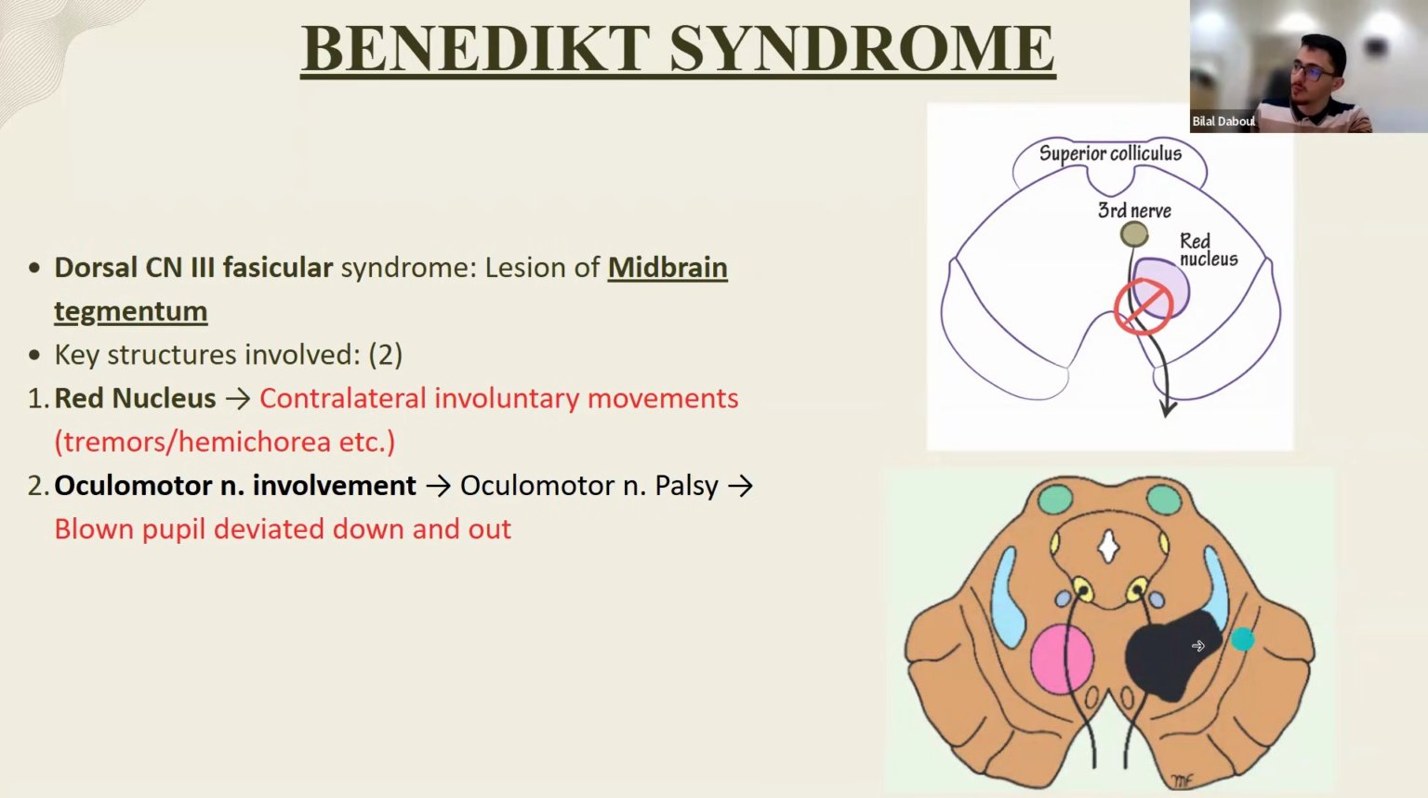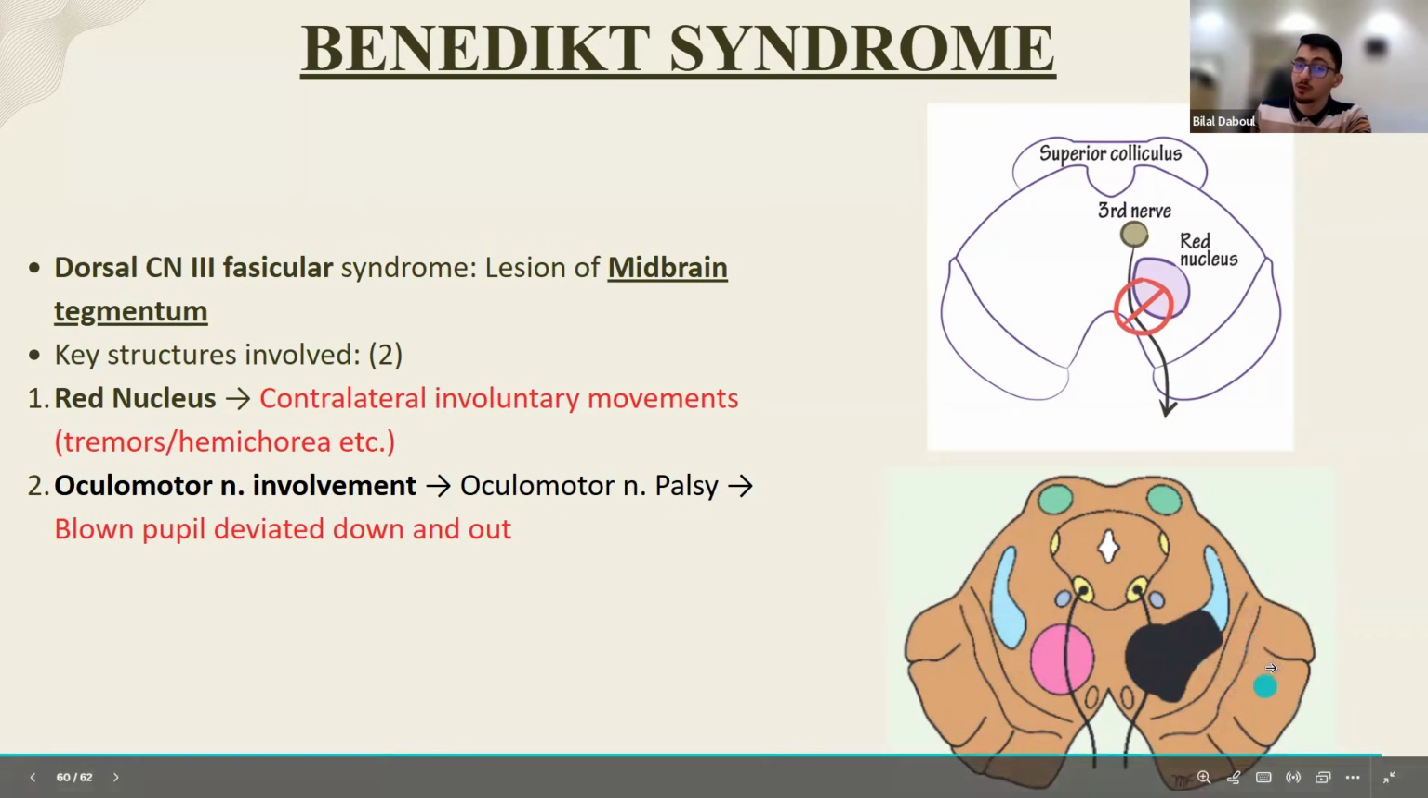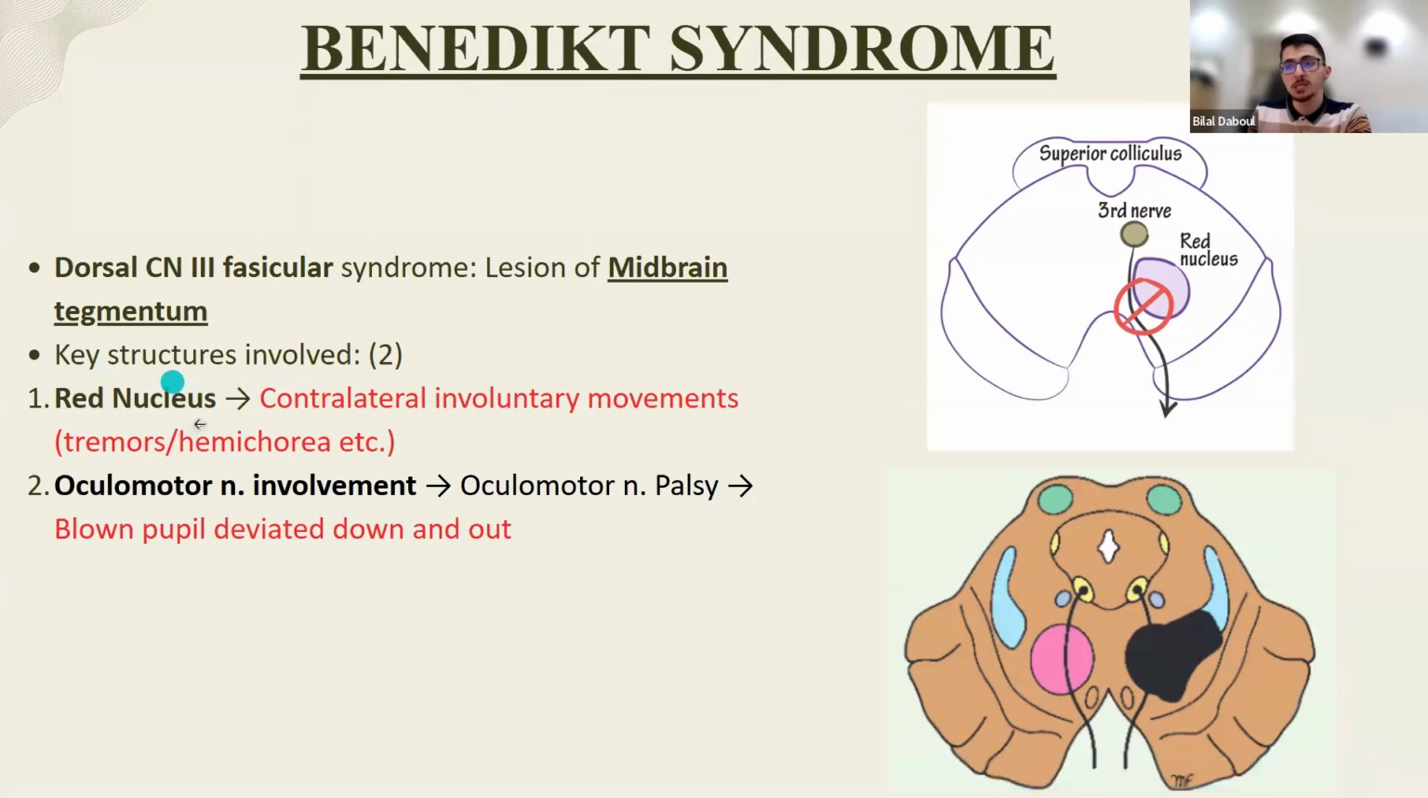Again, this is dorsal, more dorsal in position, so the crus cerebri is not really involved, as opposed to Weber syndrome. The red nucleus is lesioned. You would have contralateral involuntary movements, tremors, hemichorea. Again, chorea is Latin for dance. We'll take this in more detail in the basal ganglia lecture.